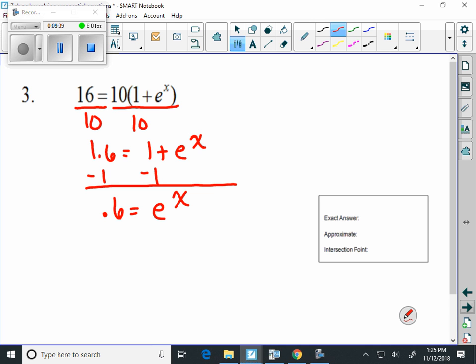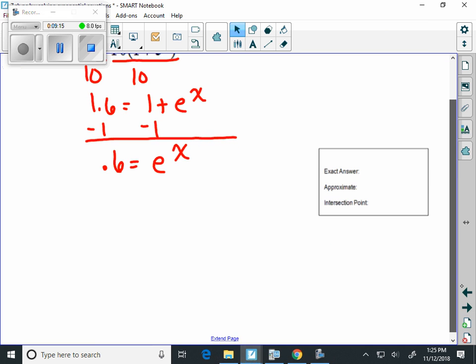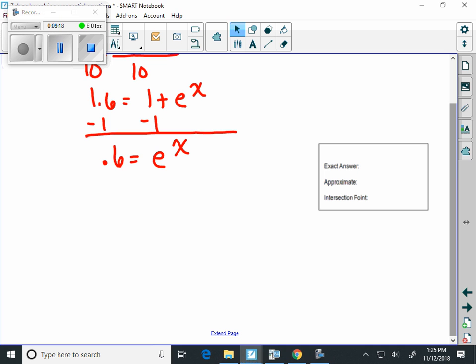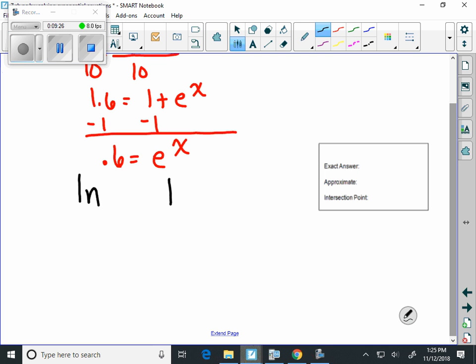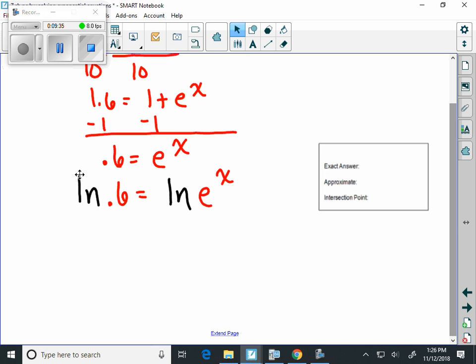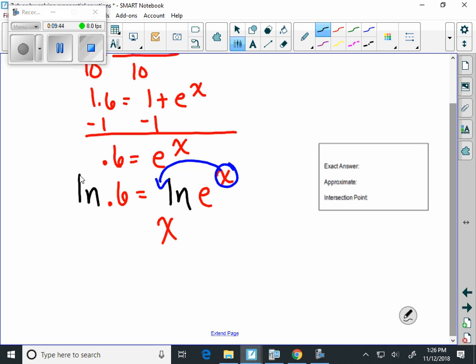And now we're at a point where we can use the logarithm, and once again we're going to use the natural logarithm, because there's an e in this problem. Got interrupted for a minute, but we're going to put in natural log for both sides. It's natural log of 0.6 equals natural log of e to the x. And here comes our power property yet again. This x is going to go out in front. So we have x natural log of e equals natural log of 0.6.